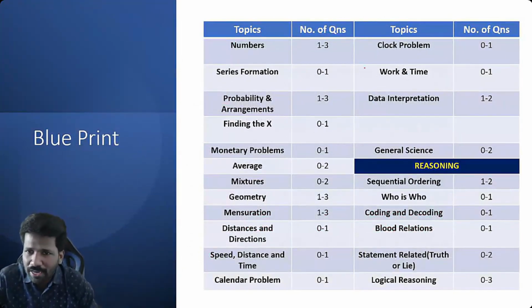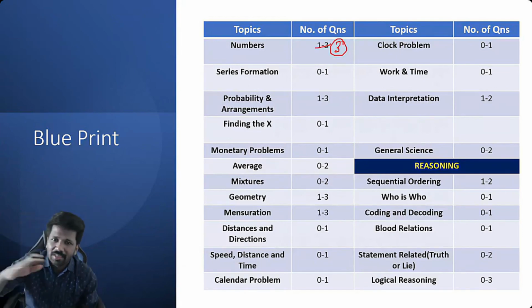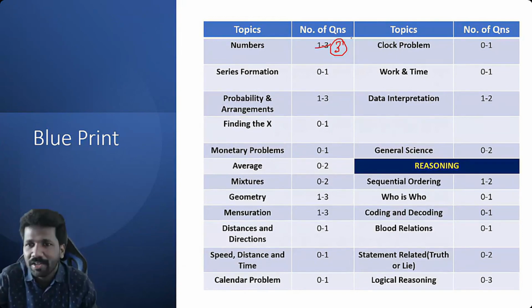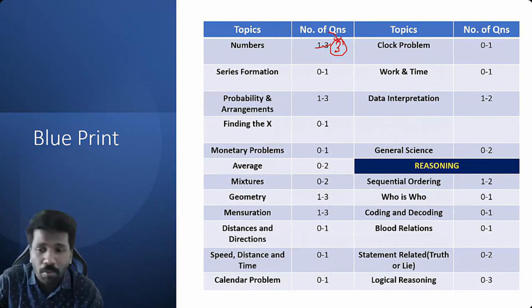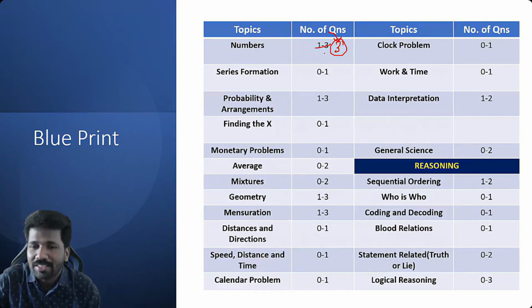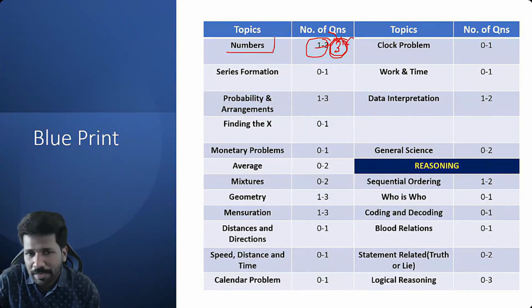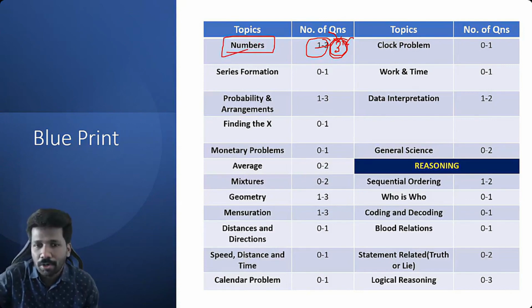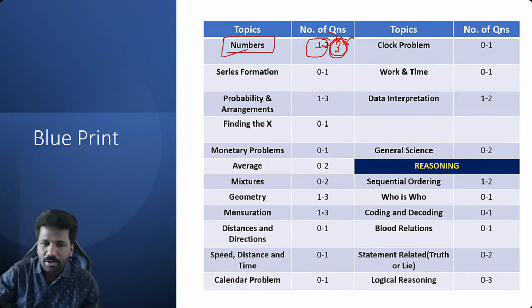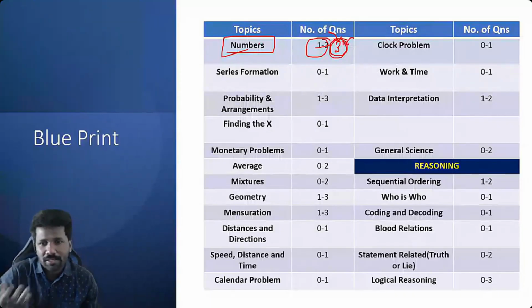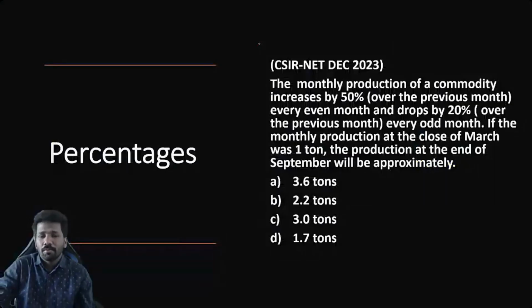I have mentioned 1 to 3, but in the last few years a minimum of 3 is coming in the number system chapter. 3 questions are coming in most of the papers, but on average over the last 10-12 years combined it is 1 to 3 questions. If you check the last 1 or 2 years, you can expect 3 questions from this chapter, number system. It's a very important chapter. As I told, we will be dedicating many lectures on this chapter so that you will get more clarity.